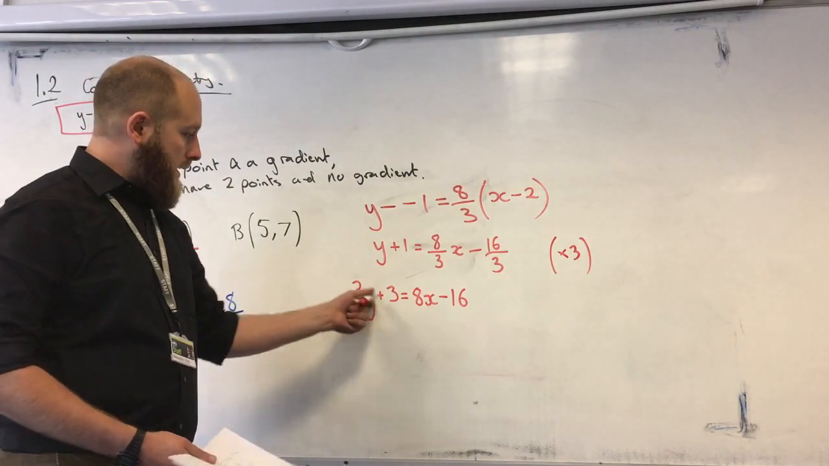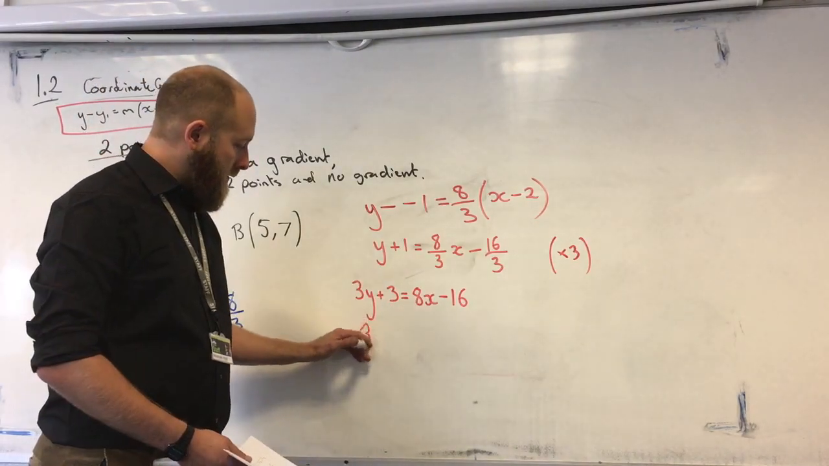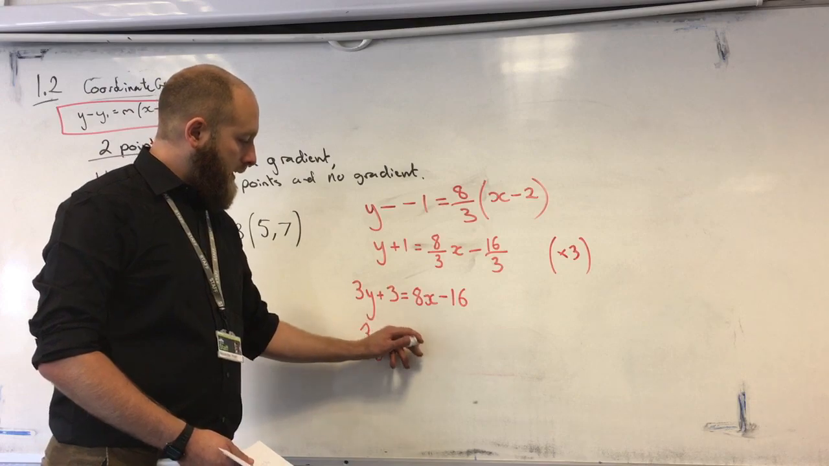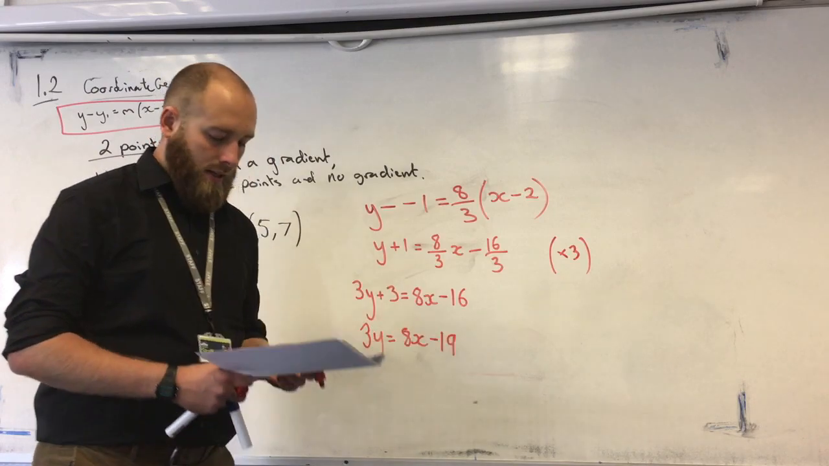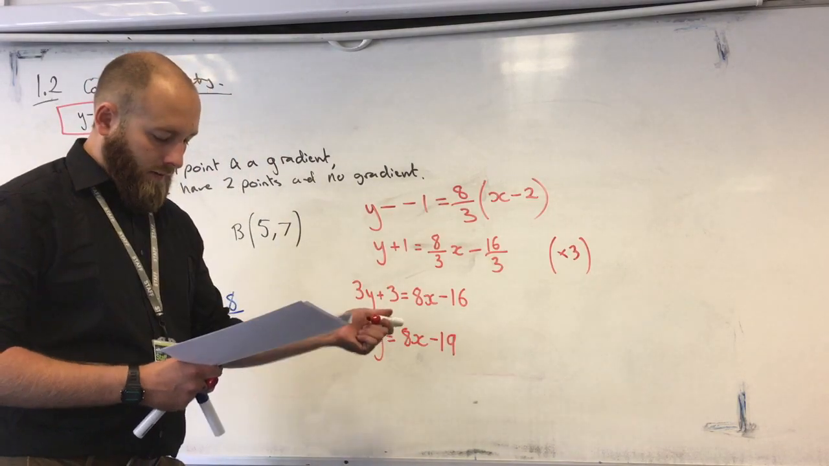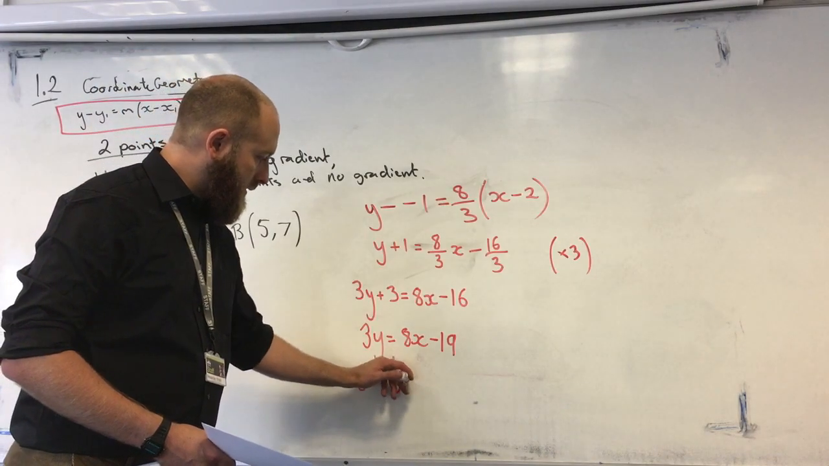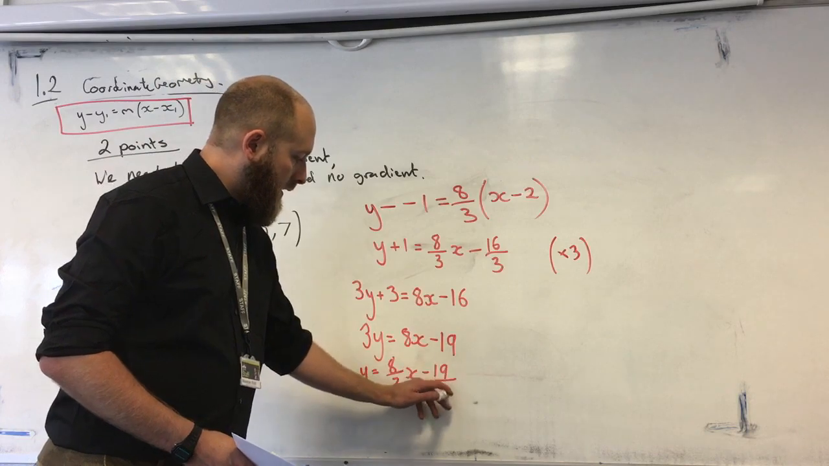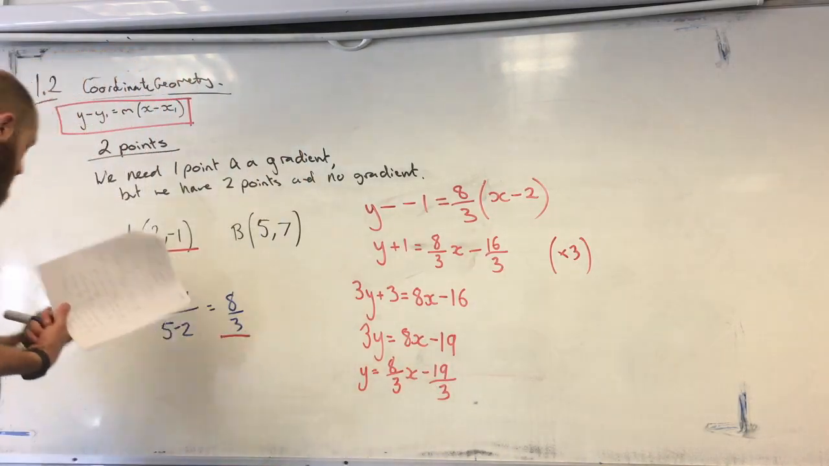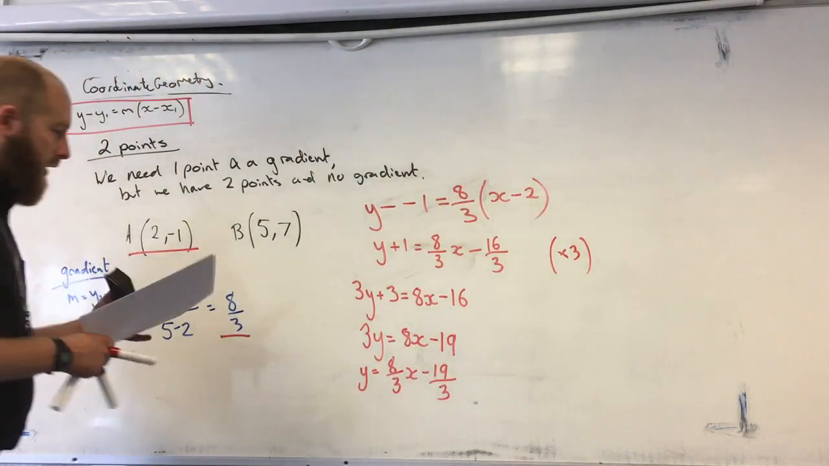Now it's a bit easier to sort out, so I can subtract 3 from each side. So 3y equals 8x minus 19. And then we're just going to divide everything through by 3 to get y equals 8 over 3 x minus 19 over 3. Cool. Right, let's try another one of these.